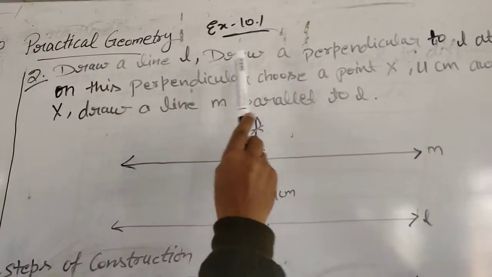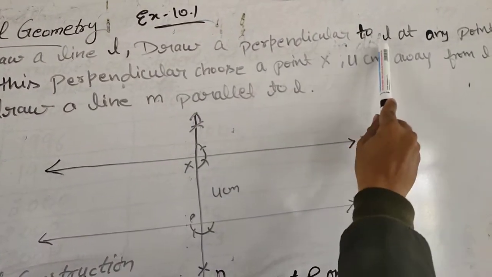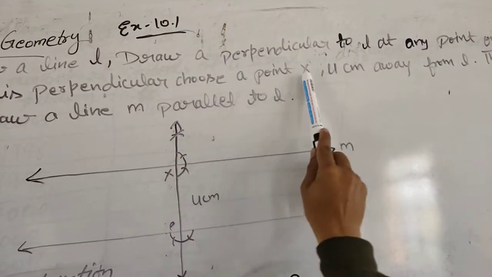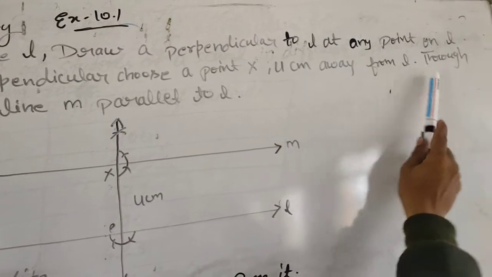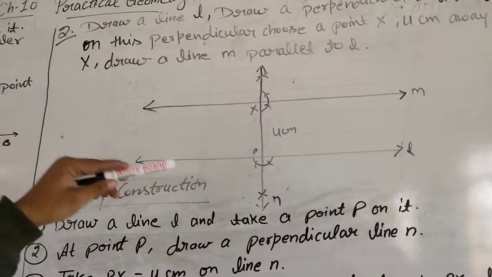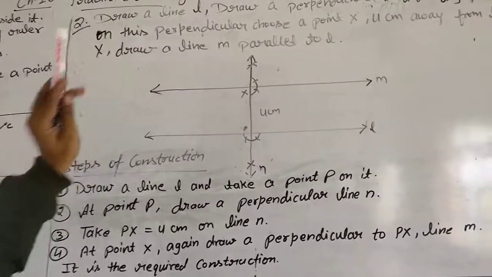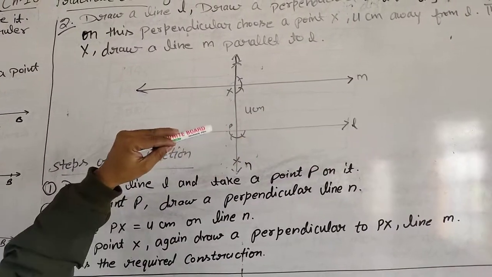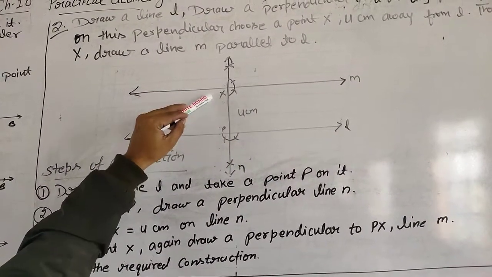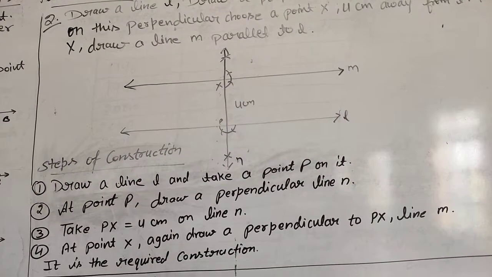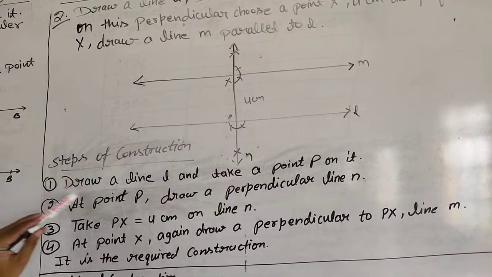Now question number 2: draw a line L, and draw a perpendicular to L at any point on L. On the perpendicular choose a point X 4 cm away from L. Through X, draw a line M parallel to L. So first we draw any line L, and at 4 cm from L we draw another parallel line M.